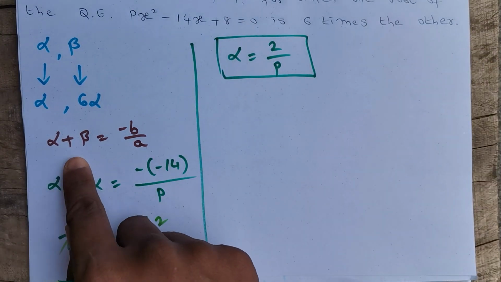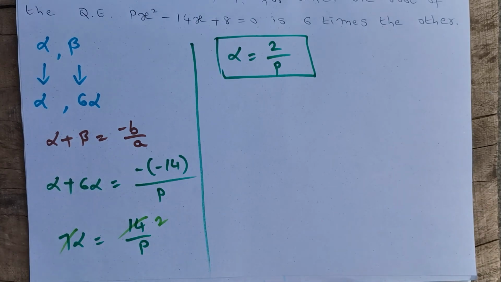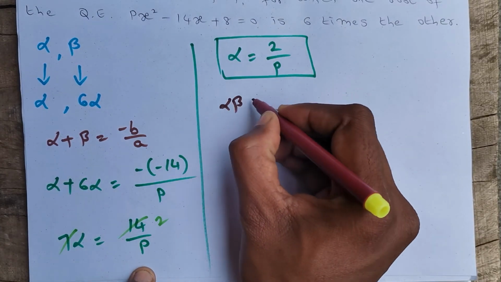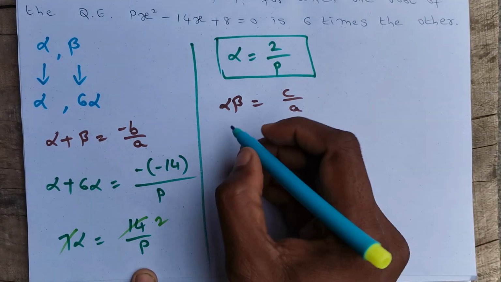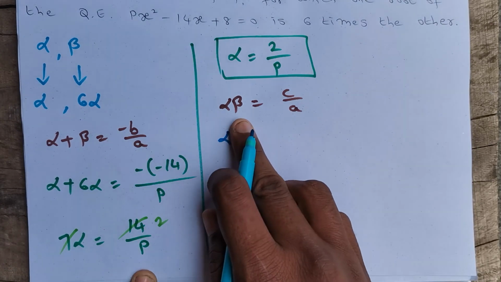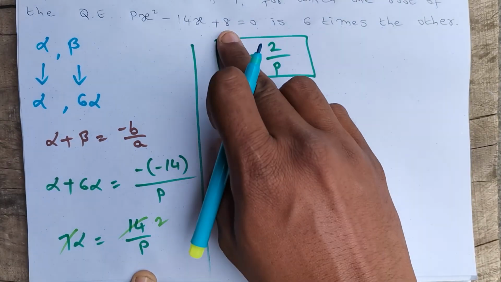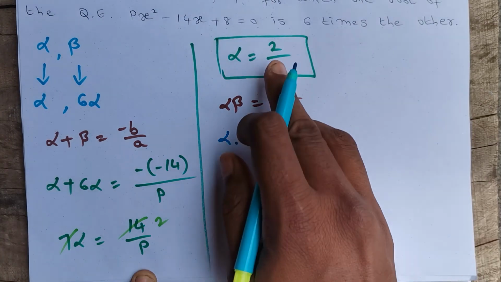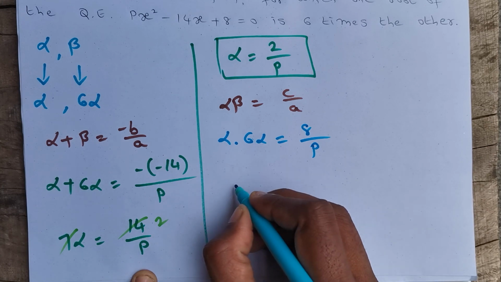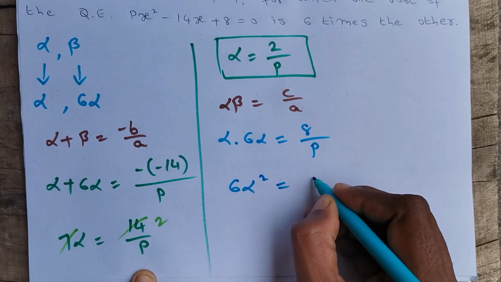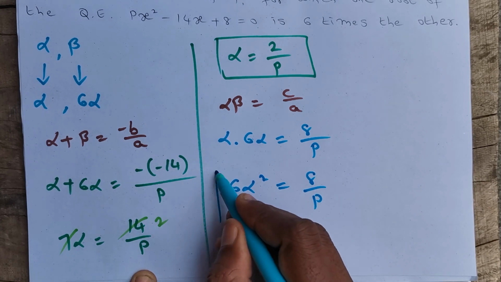Now the sum of the zeros is completed. Now I am going to do the product of the zeros. Alpha into beta. Alpha into beta is equal to c by a. Alpha is alpha only, into beta is nothing but 6 alpha, is equal to c by a, constant 8 divided by a, which is nothing but the x square coefficient p. Alpha into 6 alpha, 6 alpha square, is equal to 8 by p. This is equation number 2.